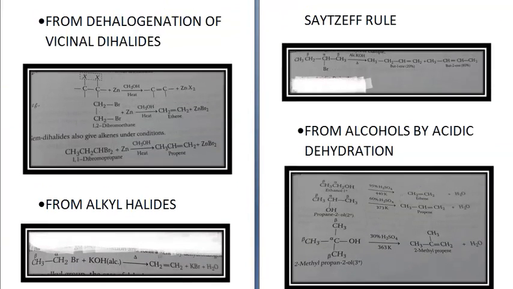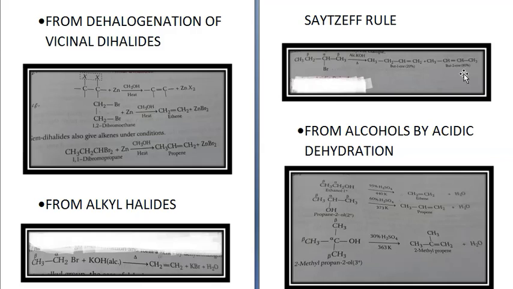Yeah, this is Saytzeff's rule. So CH3CH2CHBrCH3 in the presence of alcoholic KOH and on heating gives you two products. First is CH3CH2CH=CH2. This is but-1-ene because the first carbon has the double bond. This is produced 20%, whereas the other product CH3CH=CHCH3 is but-2-ene because this double bond is between the second and the third carbon, but this is produced 80%.